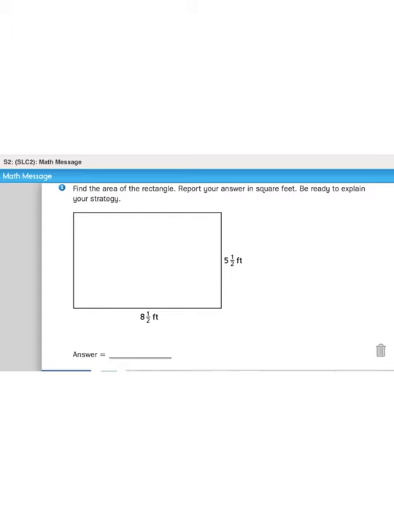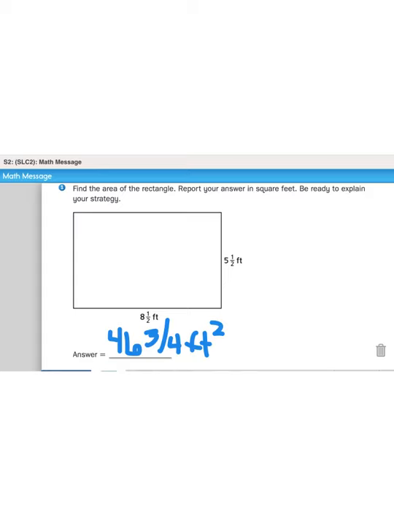So the answer that you should have gotten is 46 3/4 feet squared. Now, you could have done this using several different strategies. The one that we have been using is using partial products.